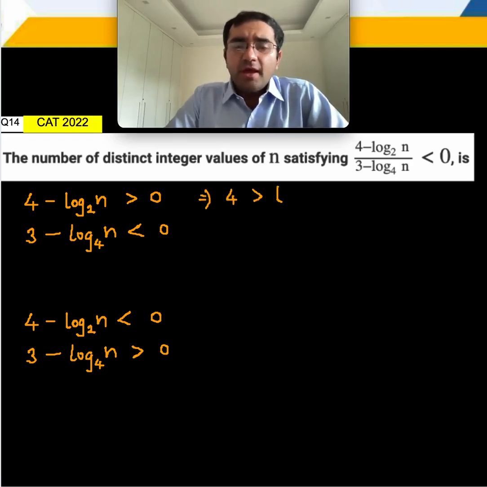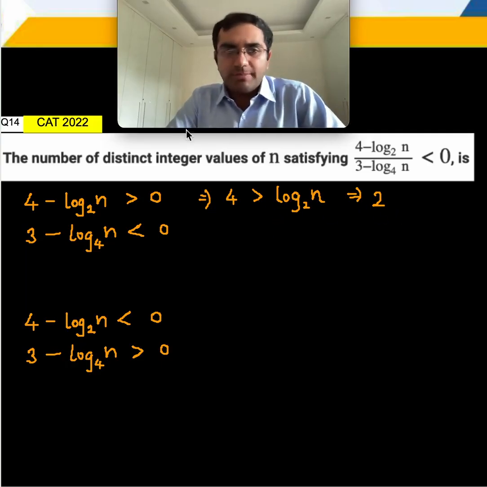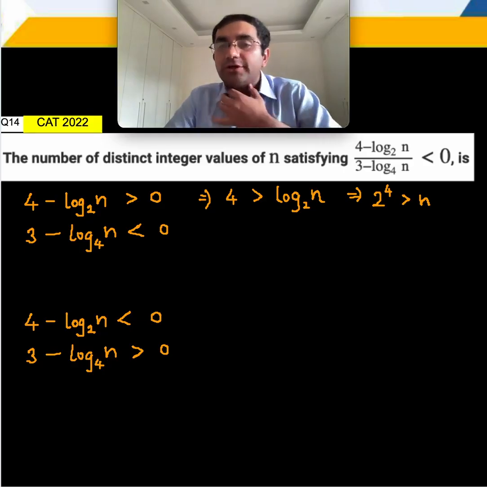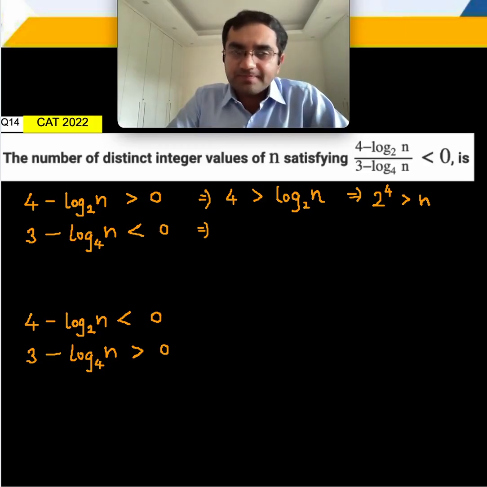Basic solving. 4 becomes greater than log n base 2, and now remove the log. So your n becomes basically base to the power RHS, 2 to the power 4 हो जाएगा यहाँ पे, is greater than n. So according to this, n should be less than 16. n 16 से कम होना चाहिए.